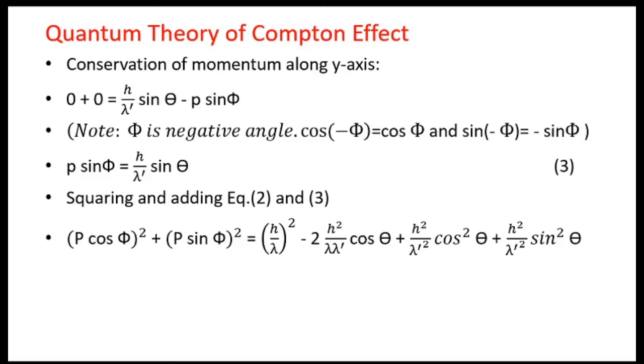Now this particular term is obtained by expansion of equation 2. So if you observe, p cos squared phi plus p sin squared phi gives you p squared, since cos squared phi plus sin squared phi is equal to 1. This is equal to h upon lambda whole squared, minus twice h squared upon lambda lambda dash cos of theta, plus h squared upon lambda dash whole squared.